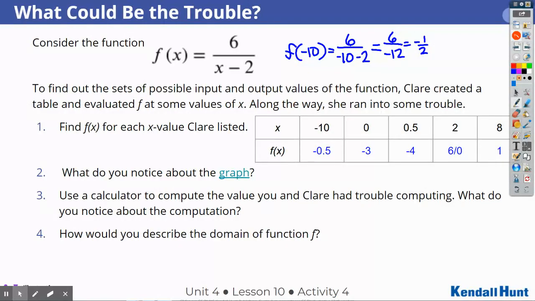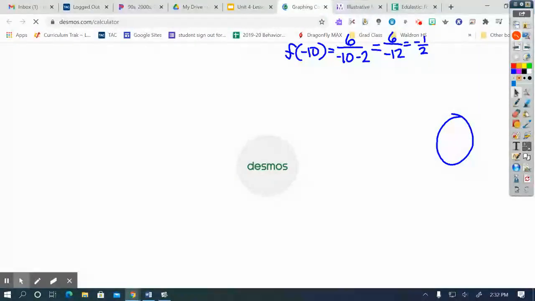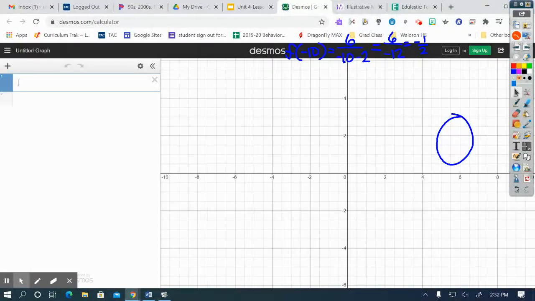When you got to 2, can you divide something into nothing? Absolutely not. When you type that in your calculator, you likely got an error message. And so that's where she was having trouble computing this, because f of 2 gives you an error message because we cannot divide by 0. And so let's look at the graph to see why that is. And so we can just type in our function.